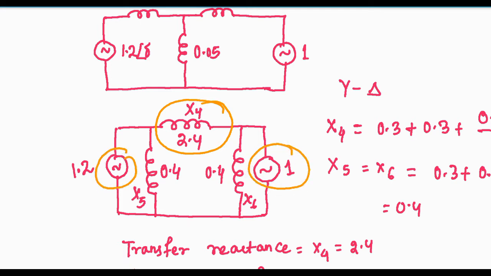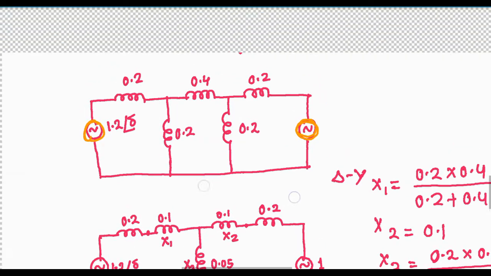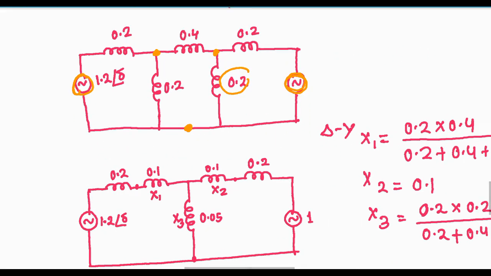So this is the transfer reactance during the fault. For this type of circuit, we first have to convert this delta. This one is a delta connection. The 0.4, 0.2 and 0.2 are delta connected. This is one terminal, this is another, and this is another. So we have to convert this delta connection to a star connection. If we convert this one to star, it will be like this.